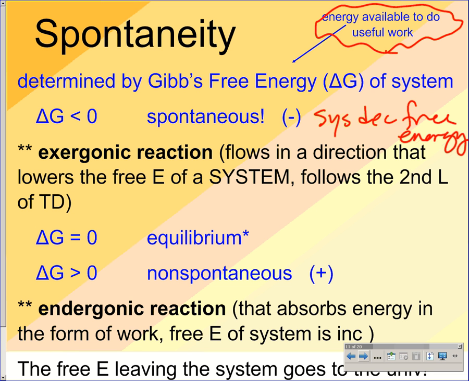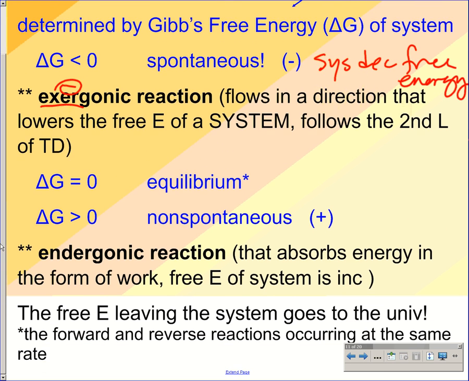Okay. So the exergonic part, if you can think of exer as a negative thing, like it's exiting, then you'll remember that exergonic has a negative delta G. So it flows in a direction that lowers the free energy of the system, following the second law of thermodynamics. So exactly what I just said. This actually just has it in words here. Know that stuff. I'm going to jump down here to the positive one. Whenever delta G is positive, that means the system is increasing in free energy. Well, where do you think that free energy is being removed from?